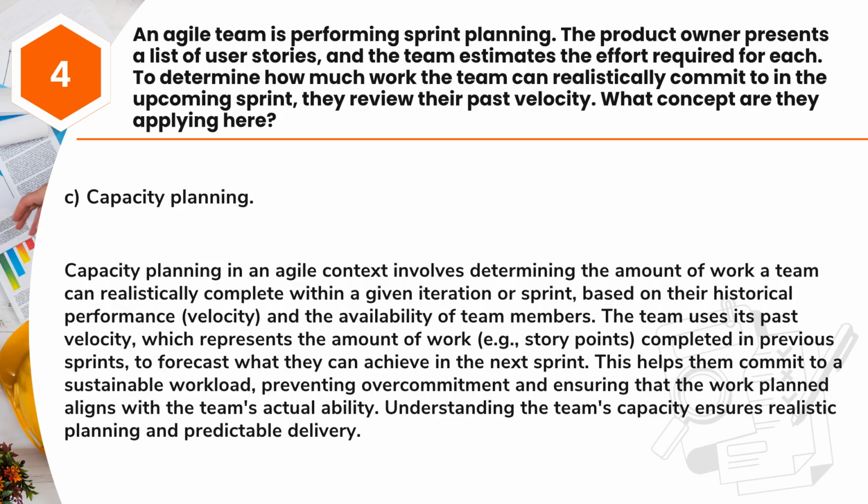Capacity planning in an Agile context involves determining the amount of work a team can realistically complete within a given iteration or sprint, based on their historical performance, velocity, and the availability of team members. The team uses its past velocity, which represents the amount of work, for example story points, completed in previous sprints, to forecast what they can achieve in the next sprint.